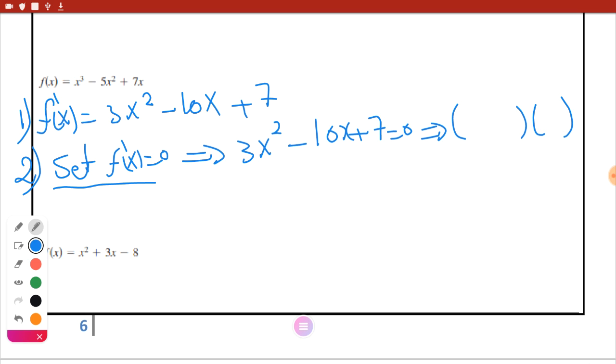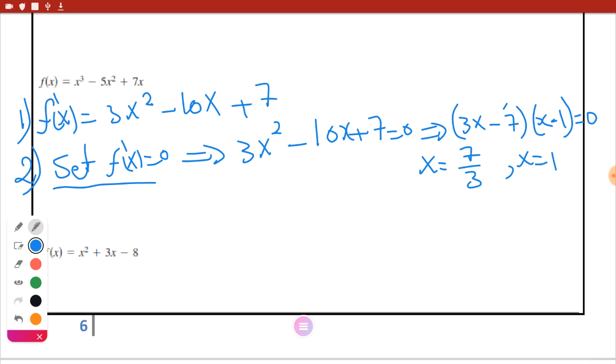But for me, I will use factorizing. I know how to solve: 3x and here x, minus 7 and here minus 1 equal 0. Here negative 7, negative 3, it will be negative 10. This implies x equals 7 over 3 or x equals 1.